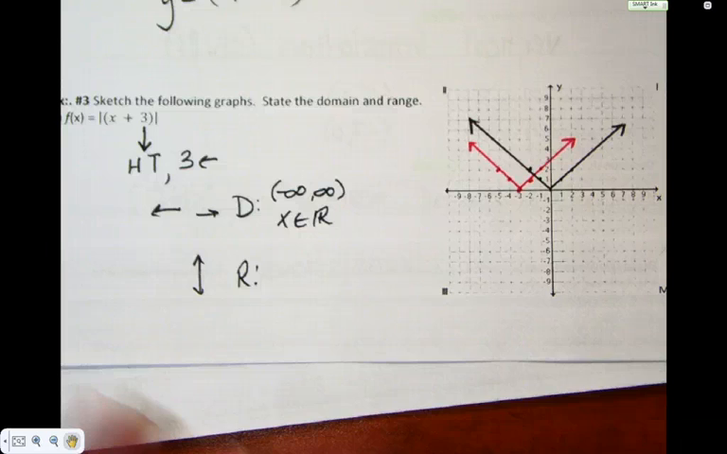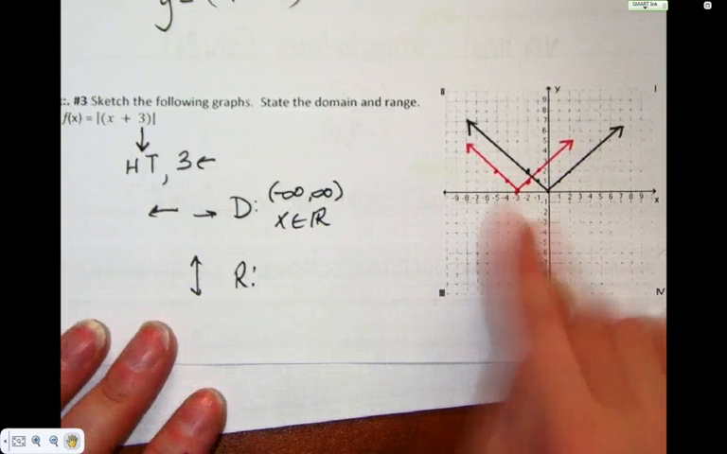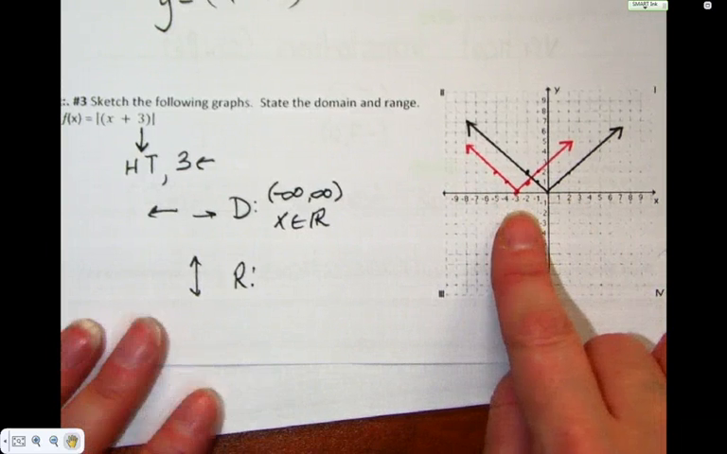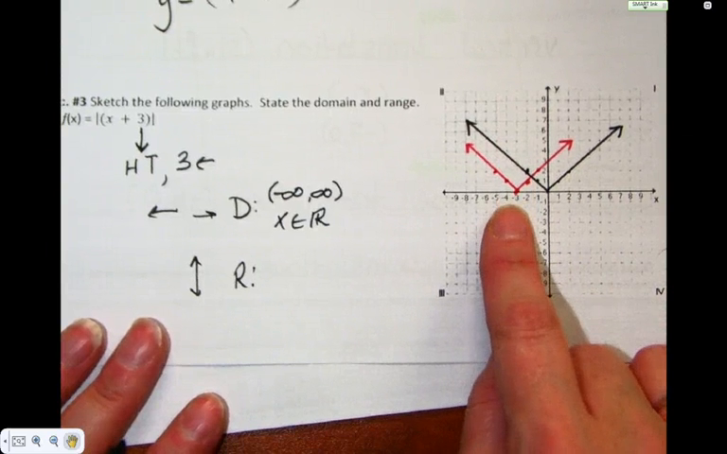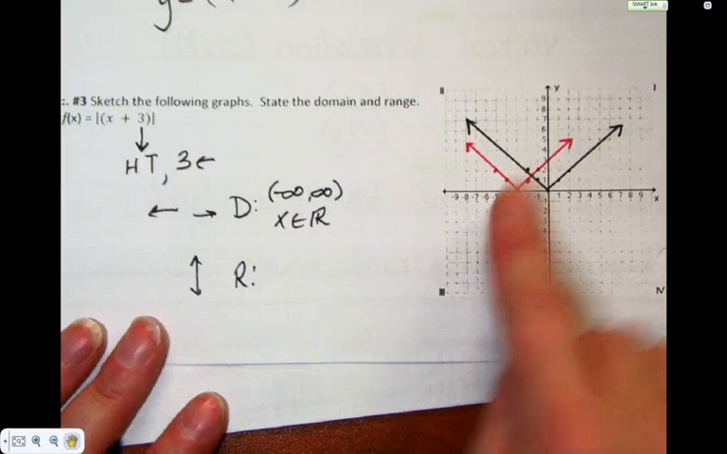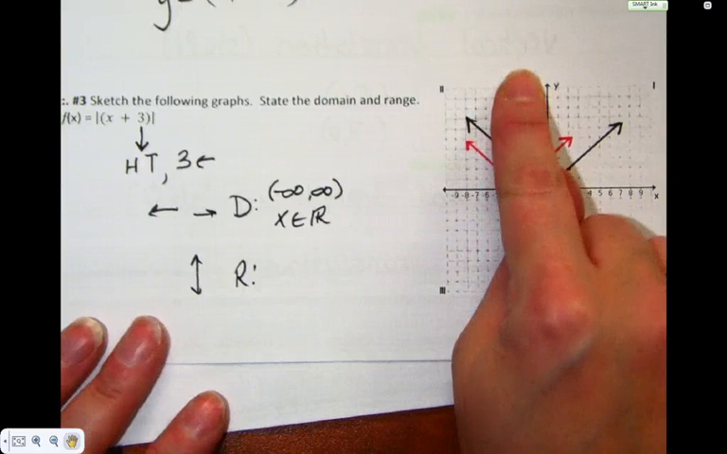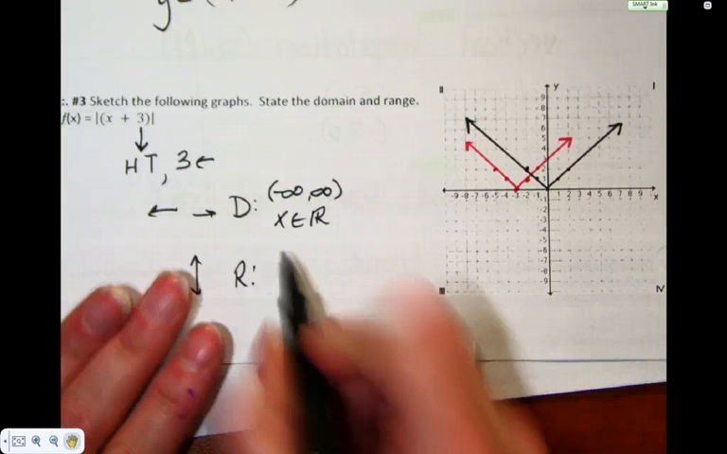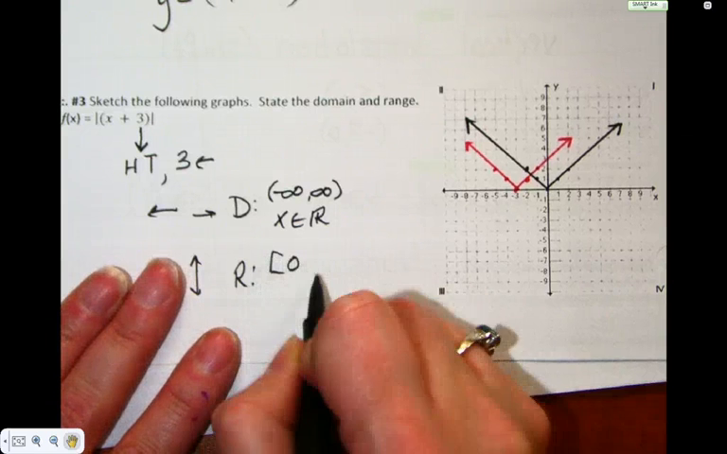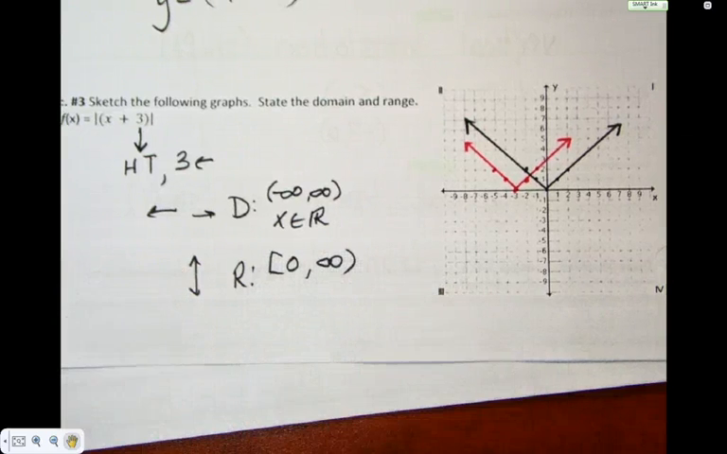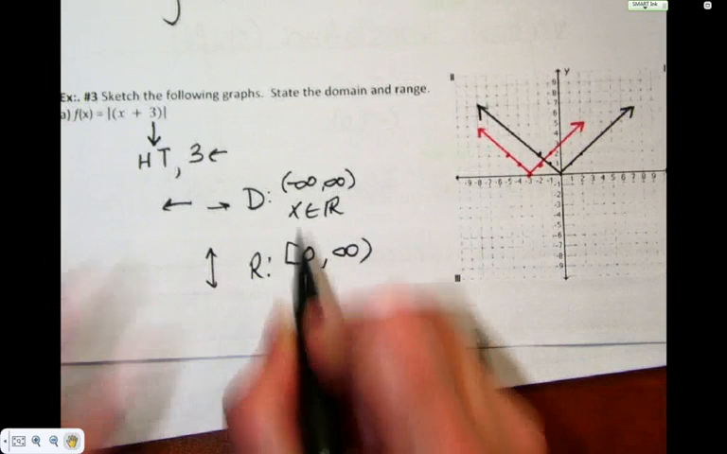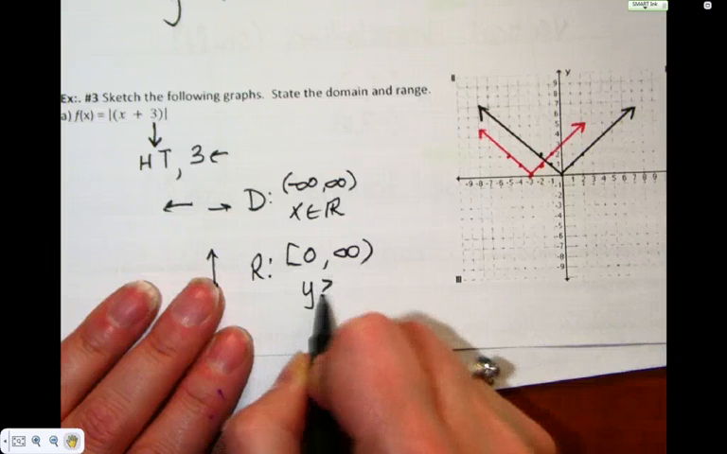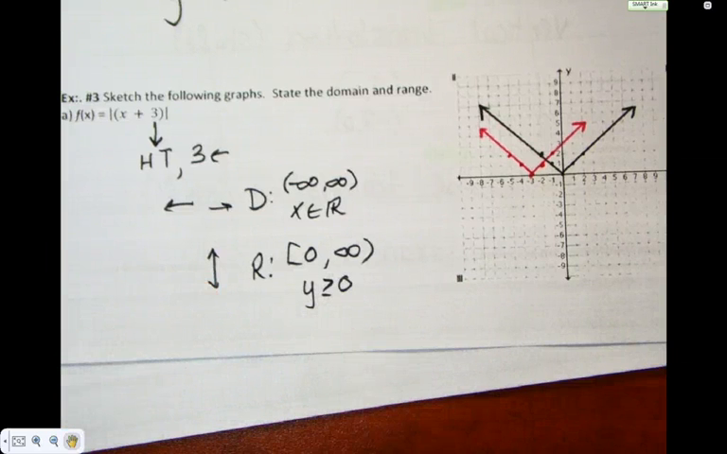For range, we look down and we look up. If we look at the bottom of the graph, we don't have an arrow pointing down. What that tells us is we have a stopping point. Where's the very lowest point on the graph? Where do we run out of graph? 0. What's the highest point on the graph? Infinity. So if you want to match interval notation, we say that's 0 with a square bracket to infinity with a round bracket. If you want to use set notation, we say y is greater than or equal to 0.